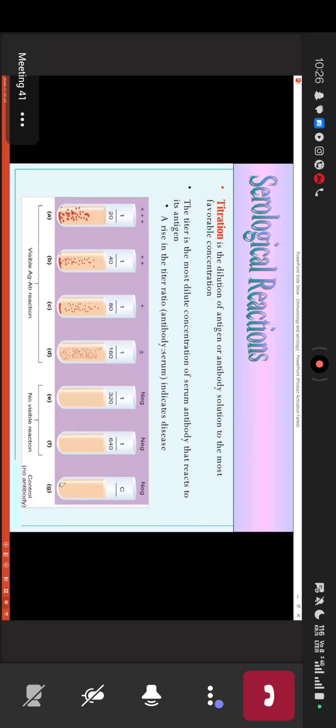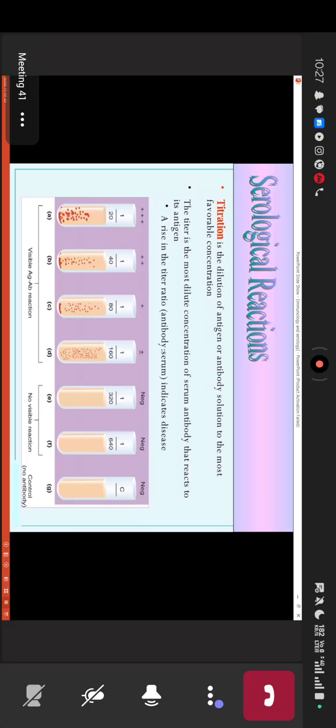There are different test tubes, right? In the ratio, like 1:20, 1:40, 1:80, 1:160. This becomes double in every test tube. So this is the dilution of the antibody, and this dilution of the antibody is known as titration. So basically titration is the dilution of antigen or antibody solution to the most favorable conditions.